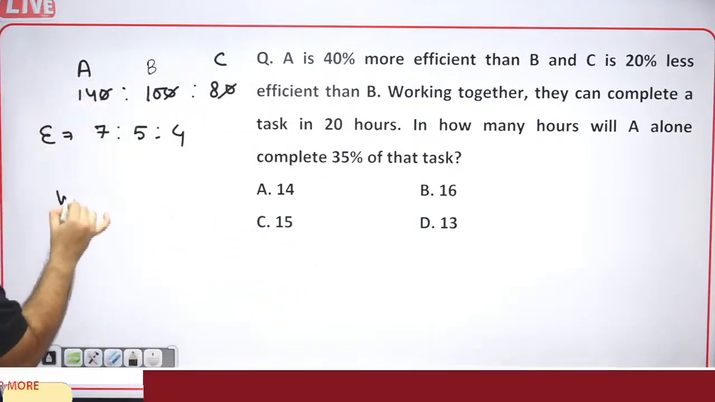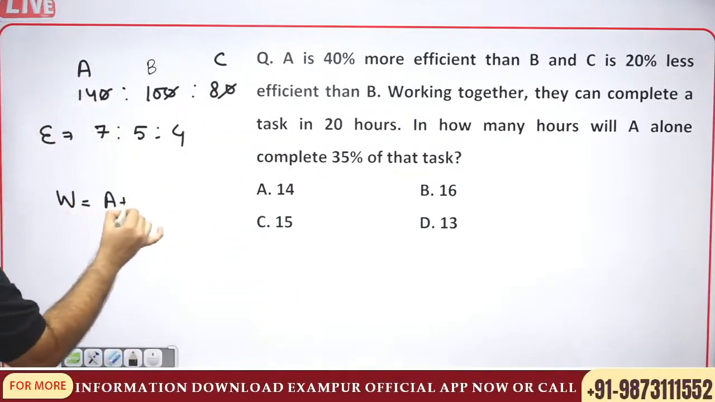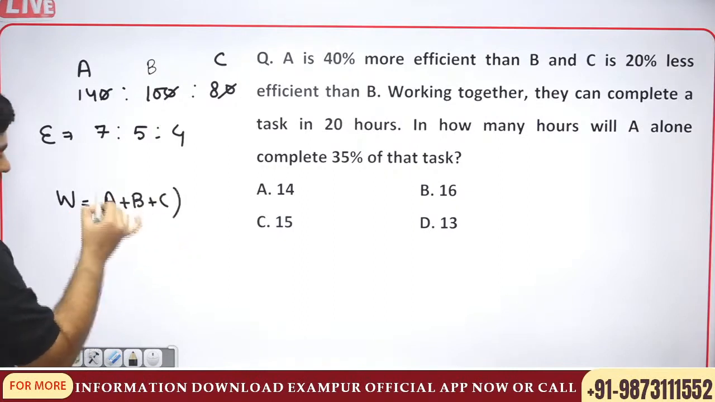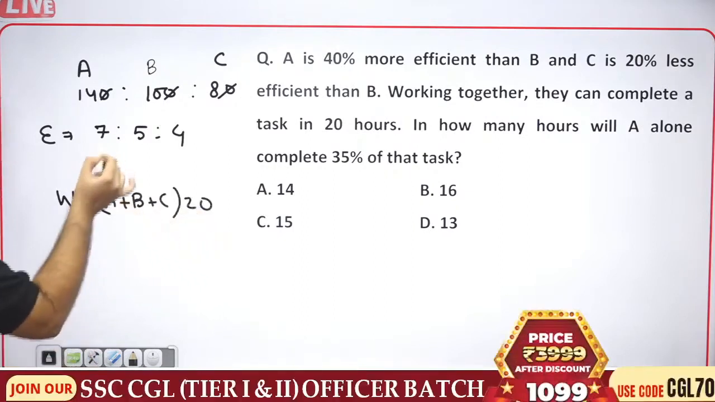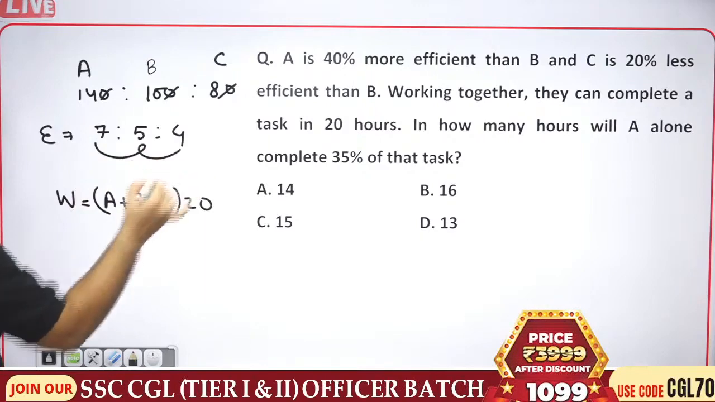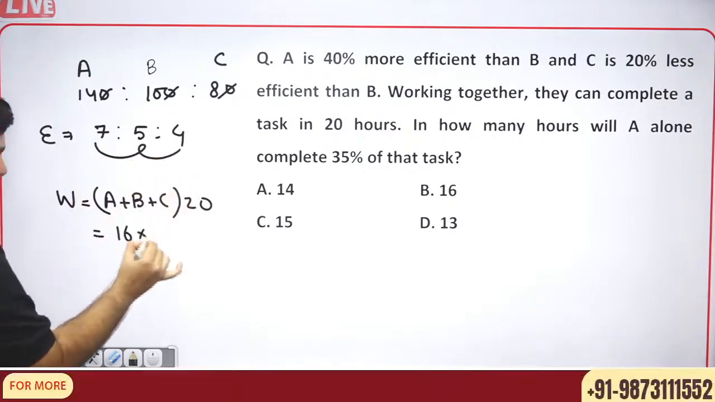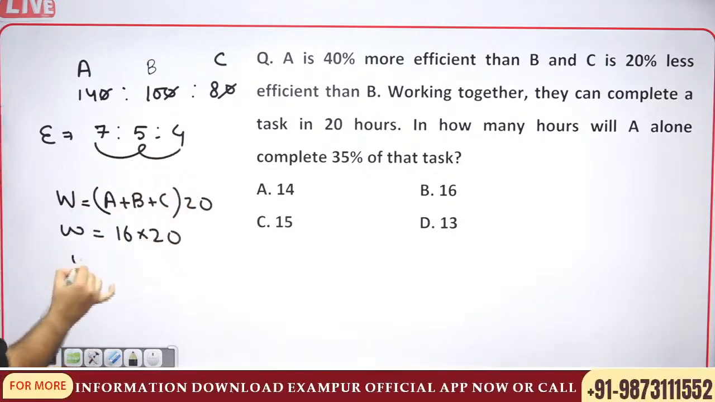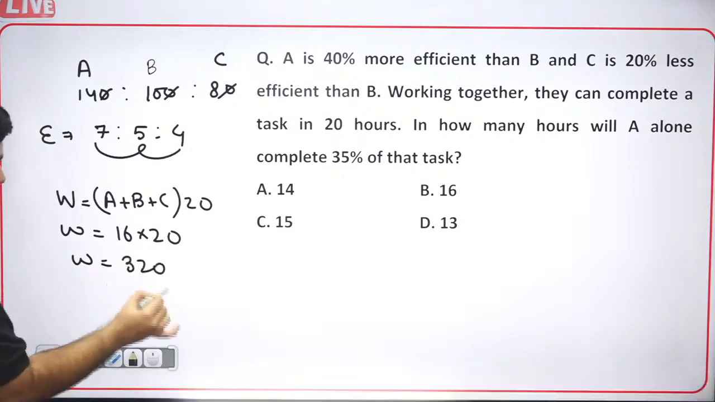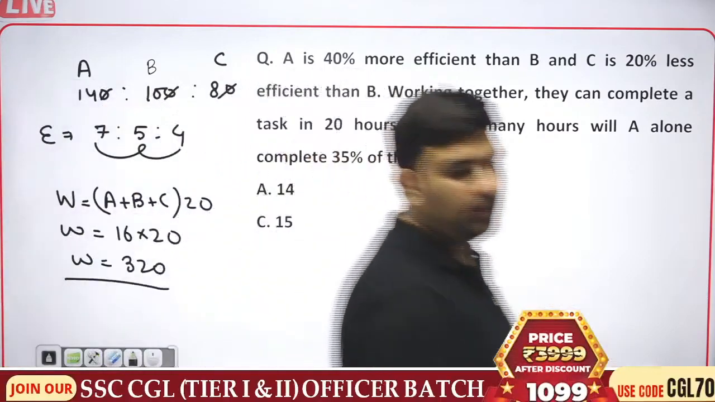Working together, they can do the work in 20 hours. So working together, their efficiency is 12 plus 4, 16. 16 into 20, so the work is 320. Fadafat maths, okay?